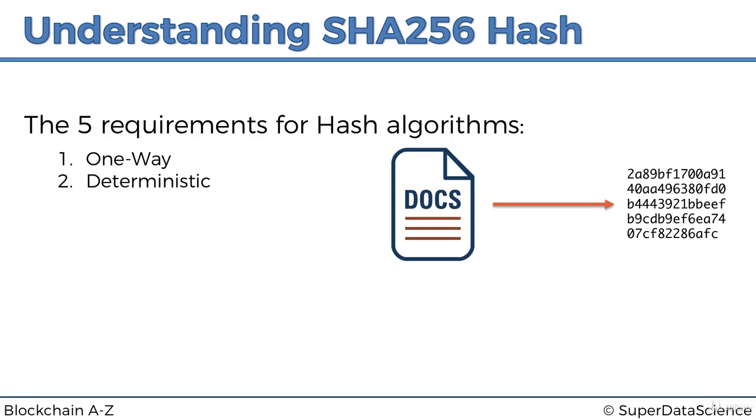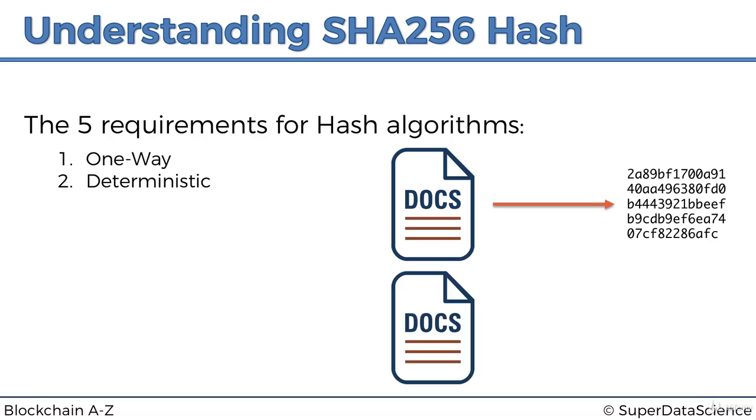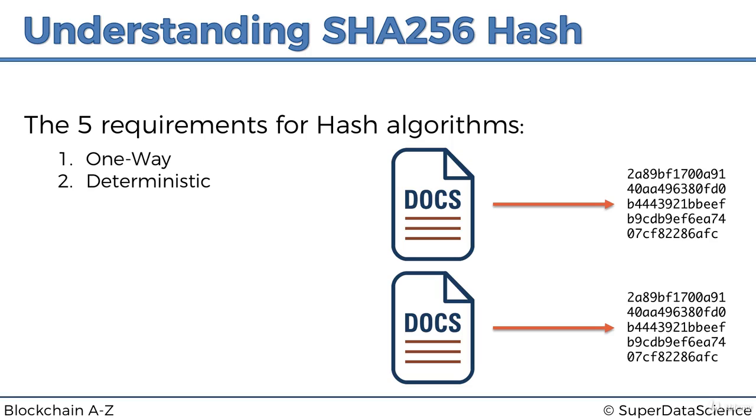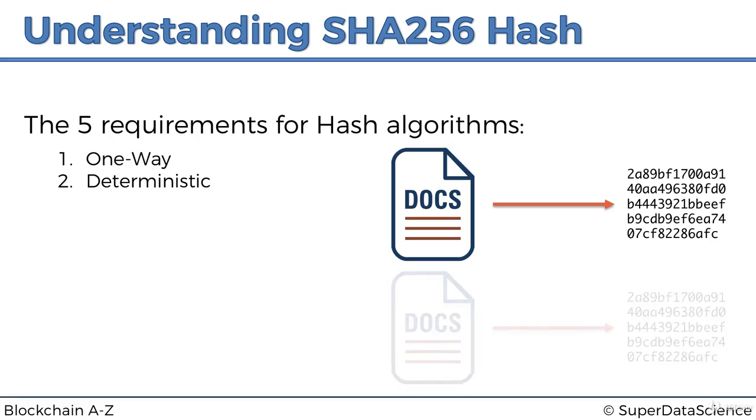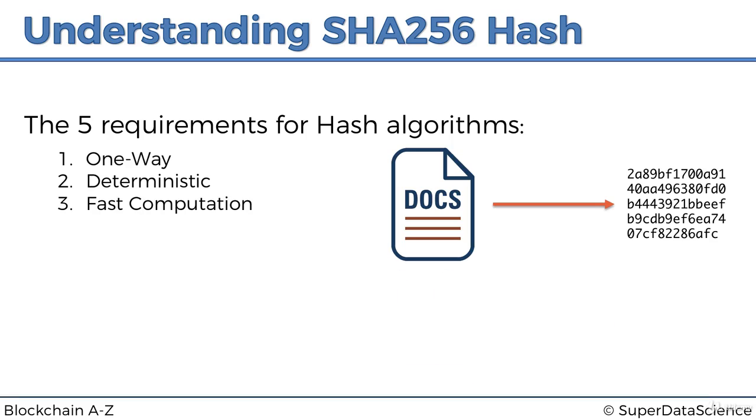Number two is it has to be deterministic, meaning that if I take exactly the same document later on and apply the hash algorithm again, I'll get exactly the same result, as we saw with that illustration. So these two are pretty straightforward so far. The third requirement is it has to have fast computation, and we'll see throughout the course why that's important.